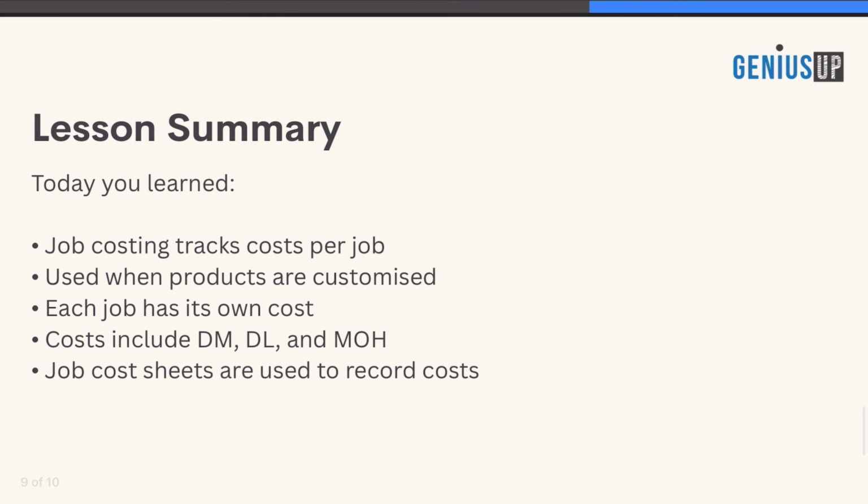So just to summarize this lesson, today we learned that job costing tracks cost per job. It's used when the products are customized. Each job has its own cost, and costs include direct material, direct labor, and manufacturing overheads. And lastly, job cost sheets are used to record costs for each specific job.